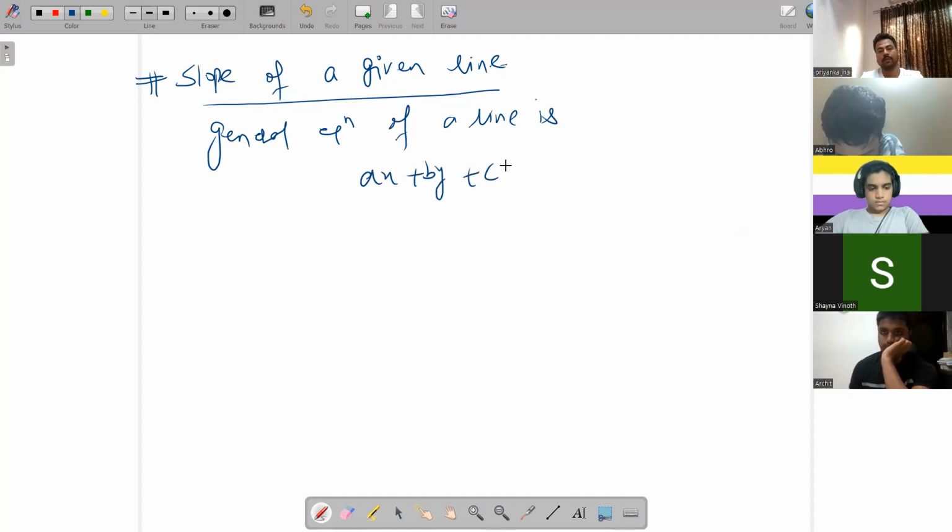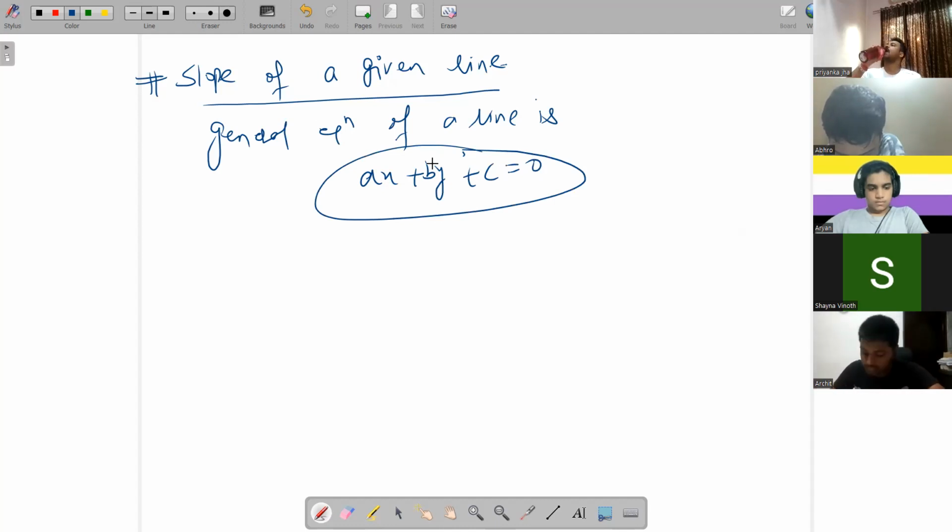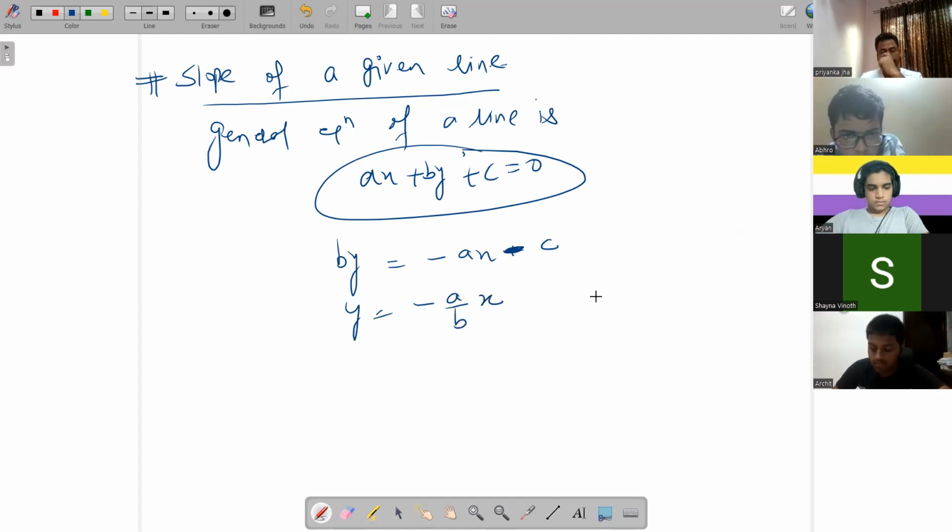ax plus by plus c equal to 0. You have to remember this. General equation of any line is ax plus by plus c equal to 0. Just convert this into slope intercept form. Keep by here and send remaining two terms to the right. Then divide by b. So this is minus a by b, x minus c by b.